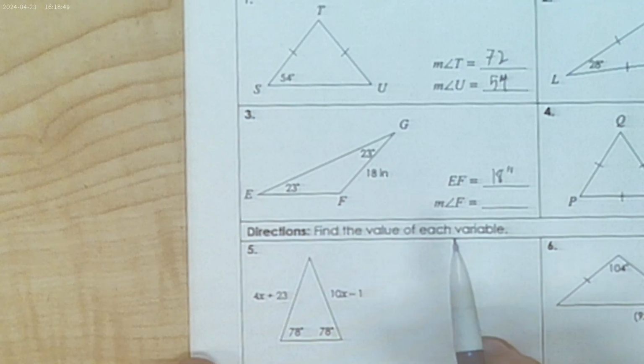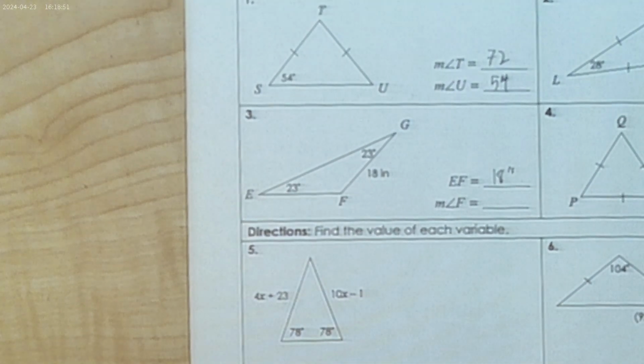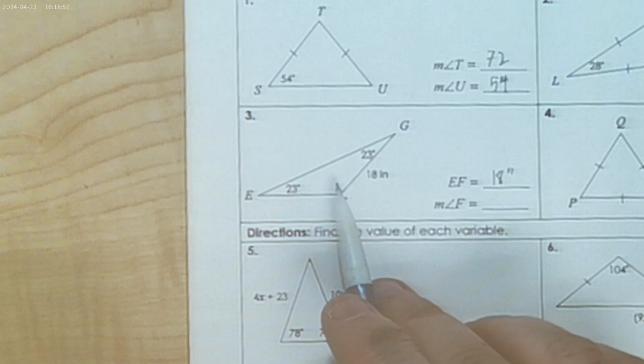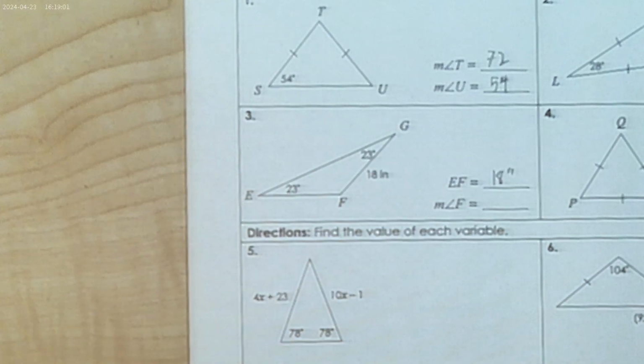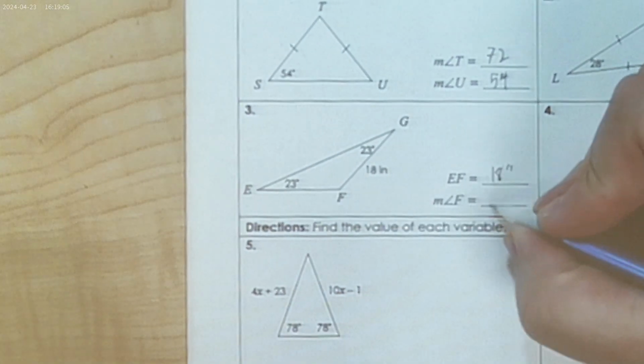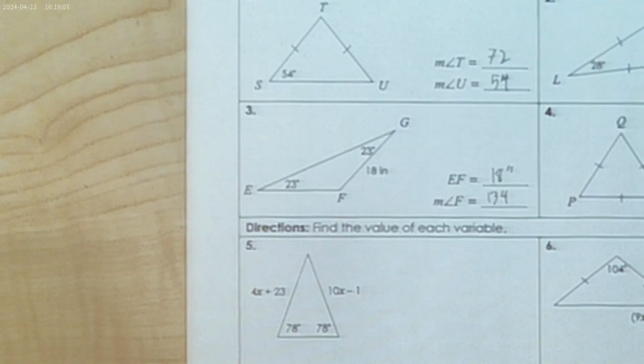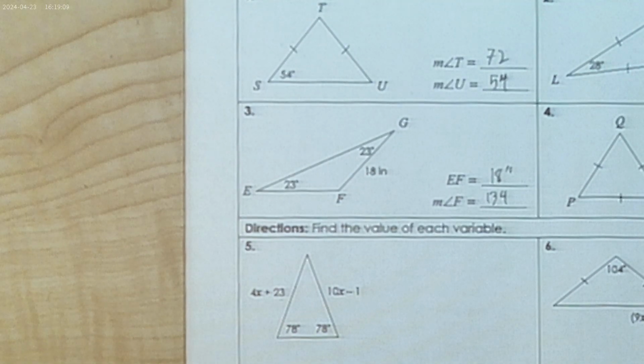So now all we have to do is figure out what the measure of angle F is. That one's also going to be relatively straightforward because I know that the whole triangle is 180 degrees. I know that this angle is 23. I know this angle is 23. So 180 minus 23 minus 23 leaves me with 134. And there we have it. That is the isosceles triangle problem.